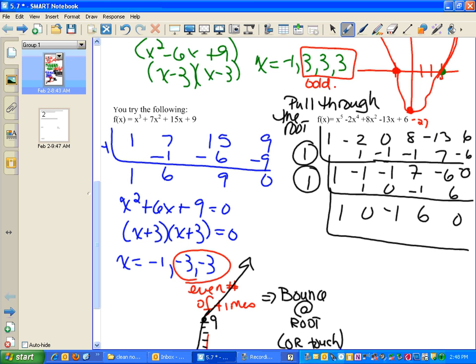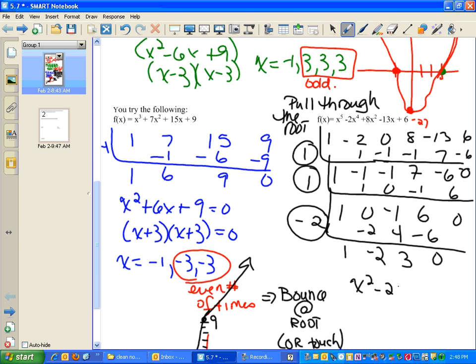Okay, let me try 2. 1, 2, 2, 4, 3. It's not working, is it? Let's try -2. 1, -2, -2, 4, 3, -6, 0. Woohoo! All right. And at this point, I can use the quadratic formula.